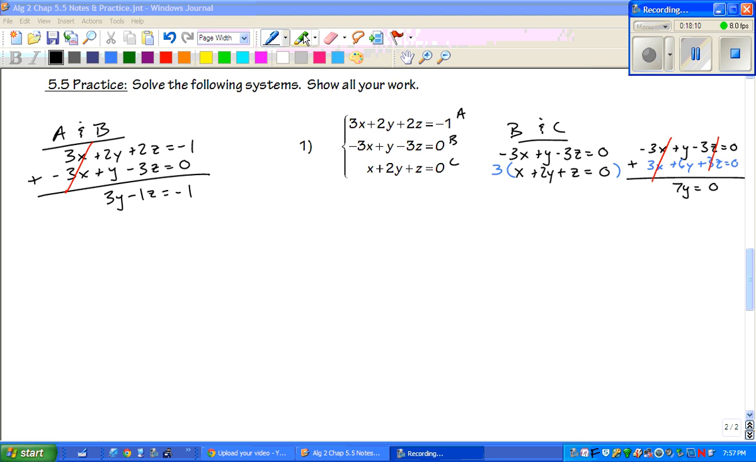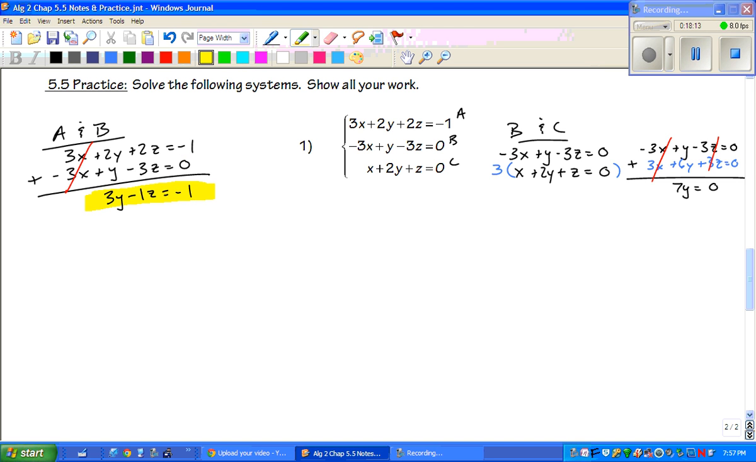All right, so when we did our first equation, you should have gotten 3y minus 1z equals negative 1. And then, how many of you got to right there? Good. You're doing the right thing. And now when you divide both sides by 7, well, what do you know there? Look at y equals 0. That's awesome. One of the variables canceled out. That's good news, okay? Because now we can take that and plug it in.